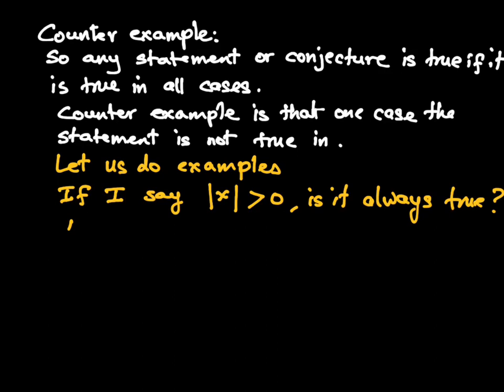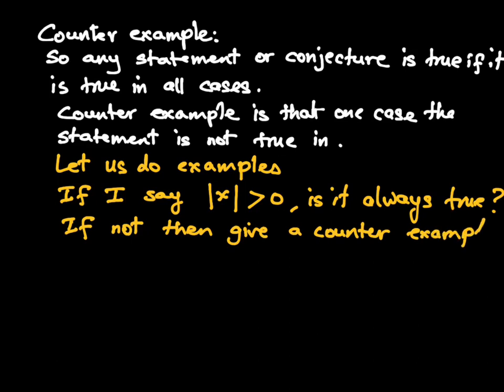Now, at what value of x is the absolute value of x not greater than 0? If you think about it, if x equals 0, it's not going to be true, right? If x is 0, then the absolute value of x will not be greater than 0. So that's the counterexample, okay?